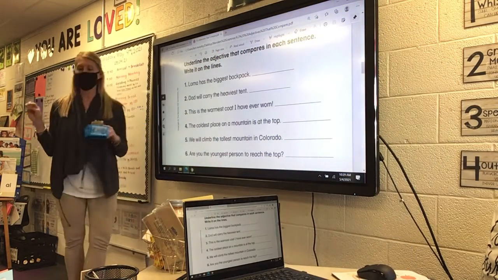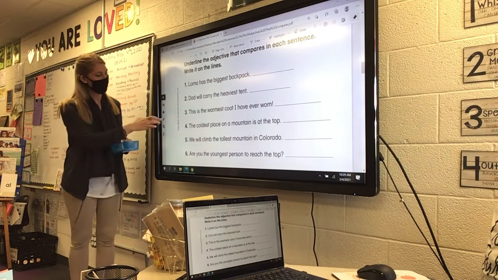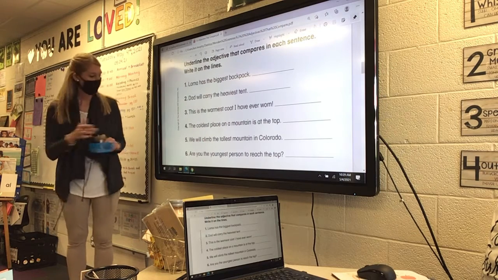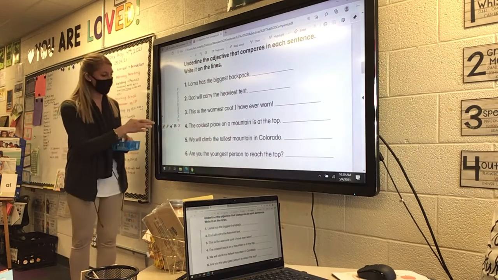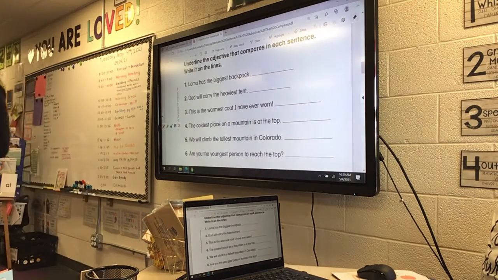Lorna, I believe Lorna has the biggest backpack. Good. So, Lila, what is the adjective that's comparing? The superlative adjective. Biggest. The biggest. Good job. So underline it. Come up, Lila. And then write it on the line.